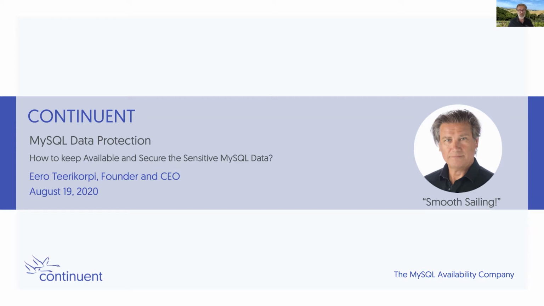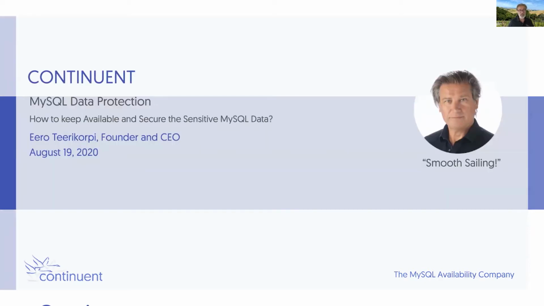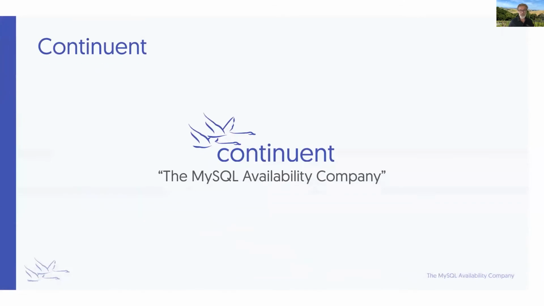And on today's Tungsten use case webinar, we are going to cover MySQL data protection. It is about how to run MySQL data securely in the cloud. And since Continuent, as you may know, is a MySQL availability company, it is also going to be about availability, a combination of these two.